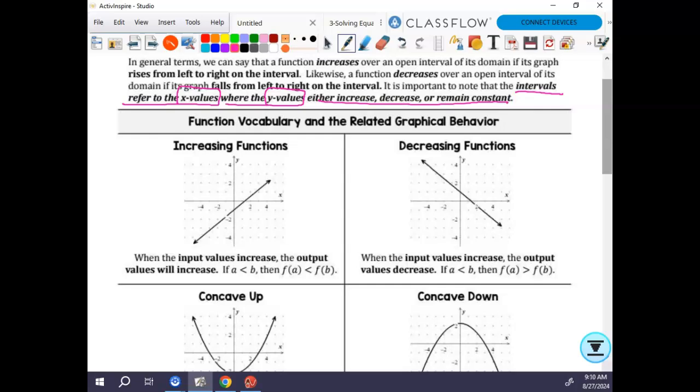Okay, so increasing functions, decreasing functions has nothing to do with rate of change. Well, I mean, it has something to do with it, but we're not talking about rate of change right here at all. Either way, on both of them, the input values increase because x is always getting bigger. As x gets bigger, what is happening to y? So on this one, as x gets bigger, y gets bigger. That's when the output values increase. As x gets bigger, y gets smaller. That's the output values decreasing, right?